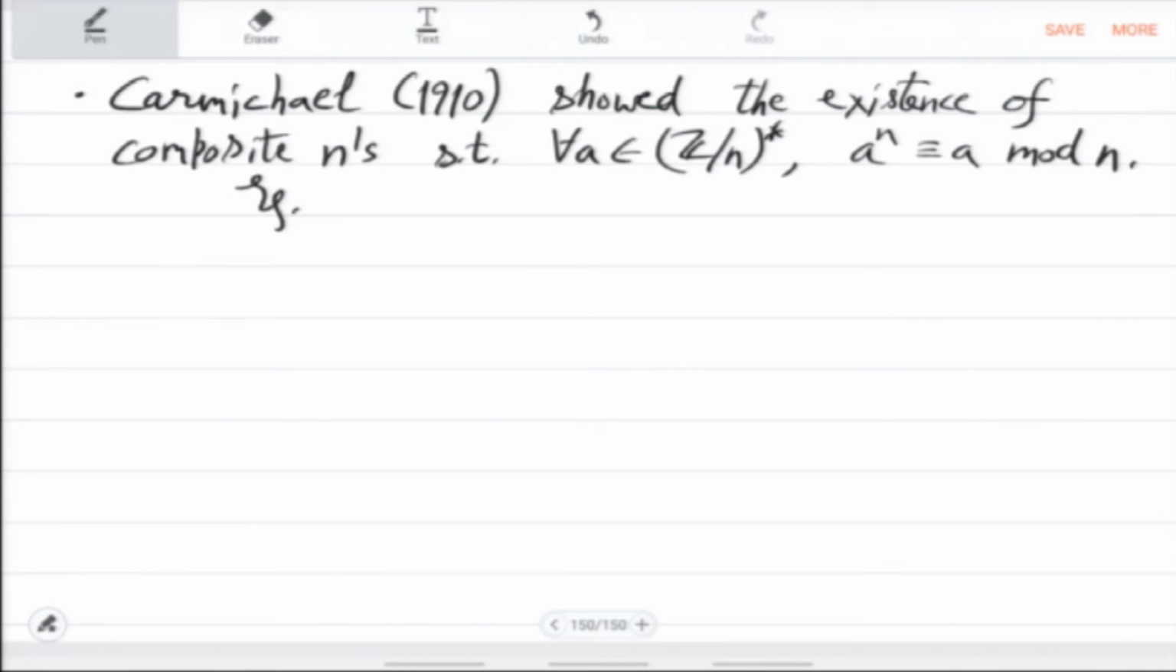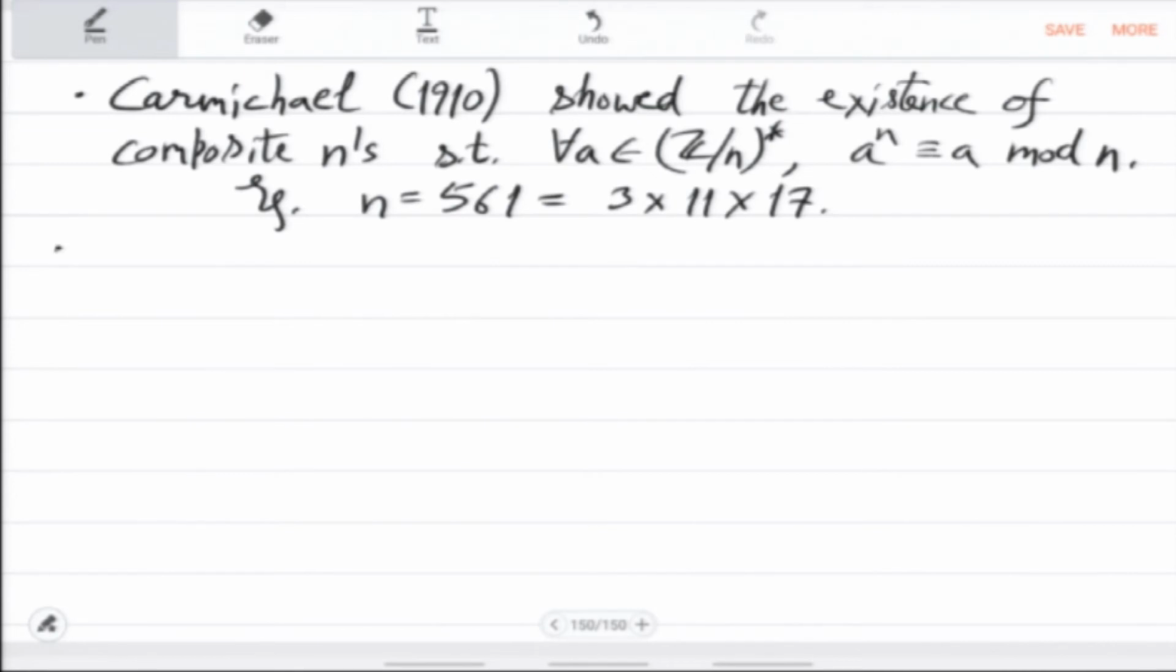So the example of the smallest n is 561, right? This is 3 times 11 times 17. It's clearly composite. It's also square free, because none of the factors repeat. And you can check that for all the co-prime A's, A to the 561 is A mod 561.